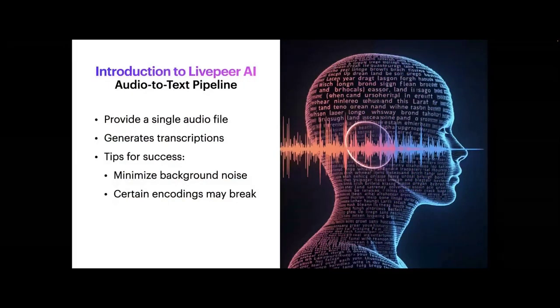Next, we have audio to text. So a lot of folks are familiar with the Whisper model. That's what we've deployed here. You provide a single audio file, and you're going to get back transcriptions. Tips for success here are very simple: minimize the background noise, and also be aware that certain types of encoding seem to generate errors. So if you're getting an error and you're not sure why, consider trying a different encoding mechanism or schema. So just a call out there.